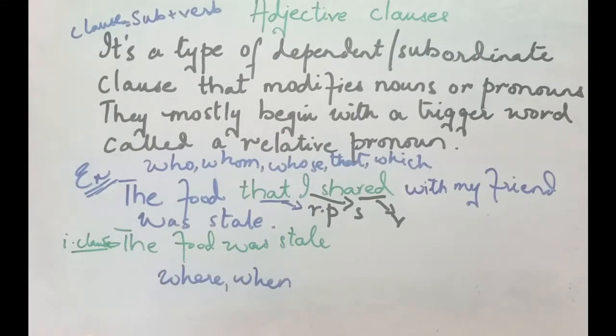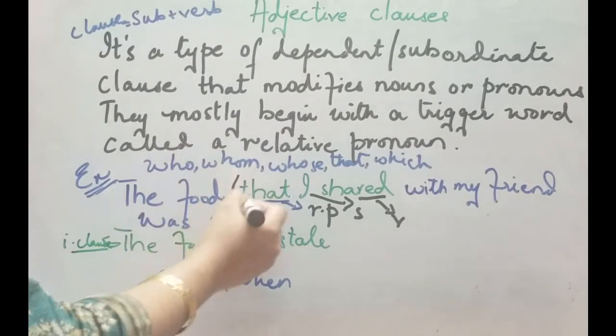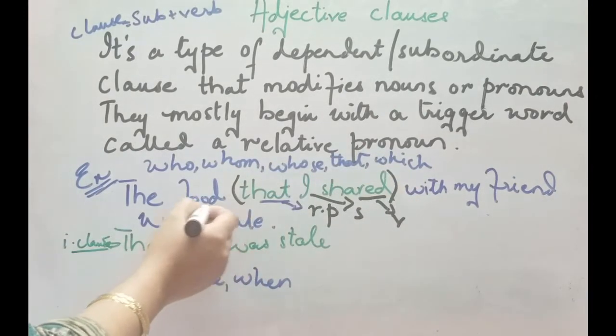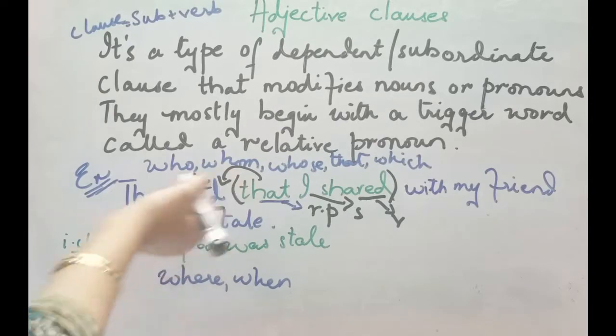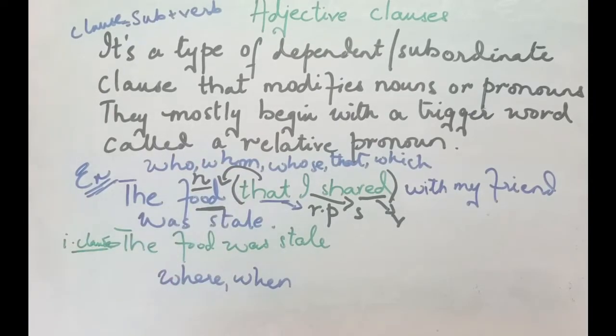And they modify noun or pronoun. So what is this modifying? This is modifying food. So this is our noun. Either they could modify noun or they will modify pronoun. We'll look at a few more examples. I hope this is clear to you. Let's move on to a few more examples so that it is more clear.